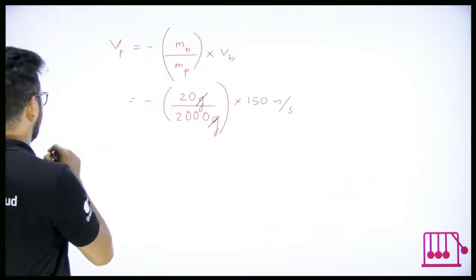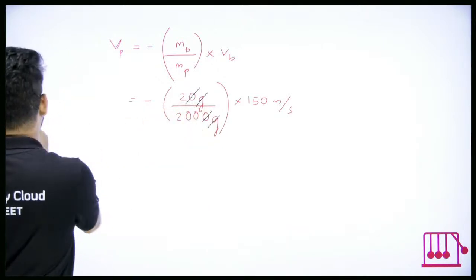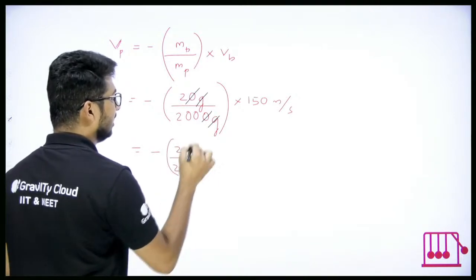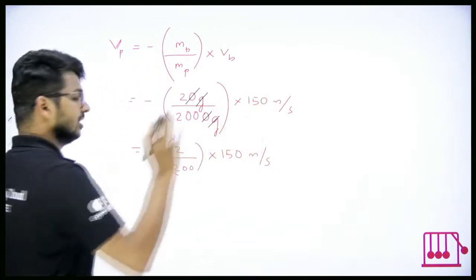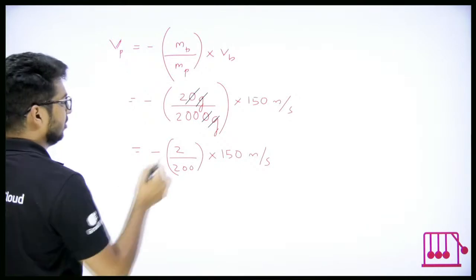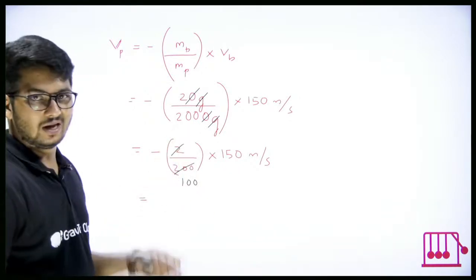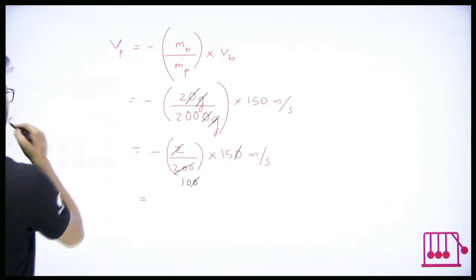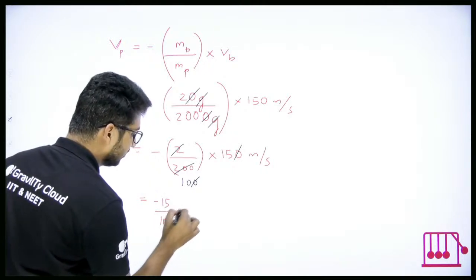Okay. And once again here you can clearly see 0 and 0 cancel. Now you have 2 and 100. Let me write it down. Minus 2 by 200 into 150 meter per second. See, meter per second remains. So minus 2 by 200. What is that going to be? 2 ones are 2, 2 hundreds are 200. Then 1 0 0 cancel. Again what is remaining? Minus 15 by 10 meter per second.